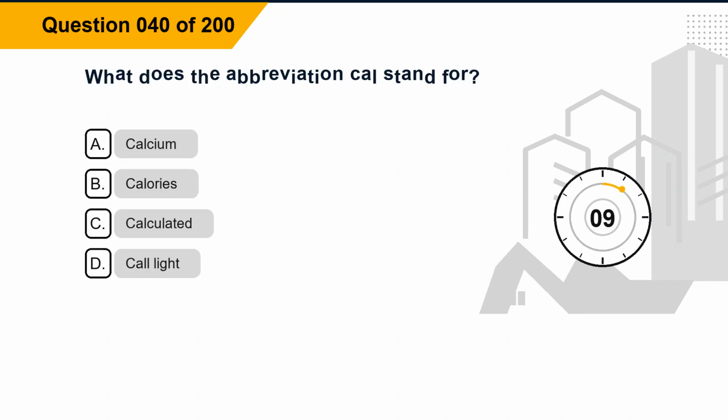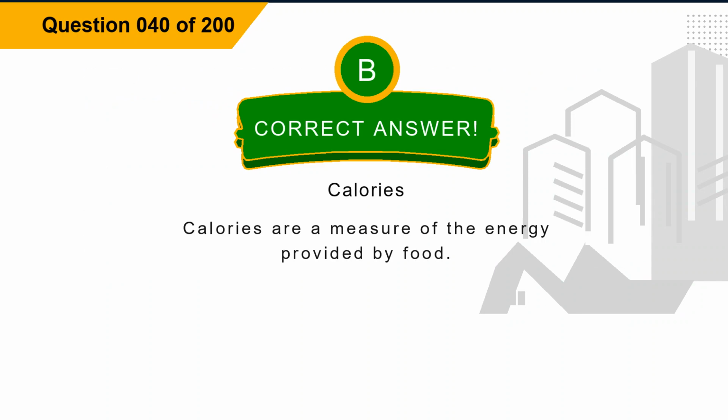Question 40. What does the abbreviation CAL stand for? Option A, calcium. Option B, calories. Option C, calculated. Option D, call light. The correct answer is option B, calories. Explanation: calories are a measure of the energy provided by food.